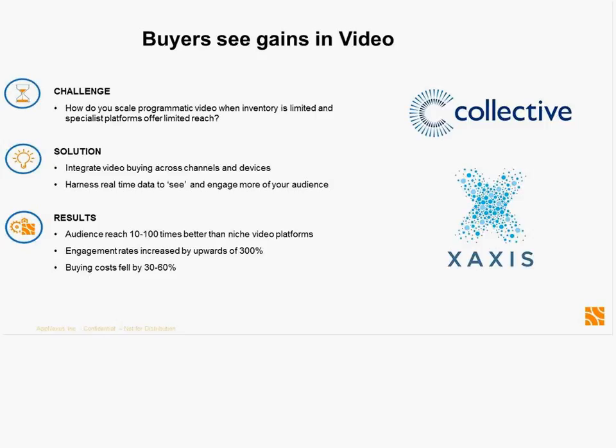So those are the key results here. AppNexus reached 10 times better performance in terms of delivery than just video-specific DSPs, purely because of the reach of users that we have, because we work across multiple channels, not just video. And consequently, because of that reach, engagement increased massively and costs fell as well.